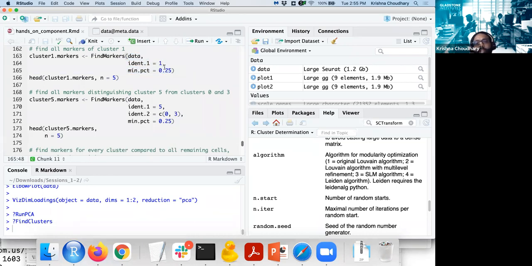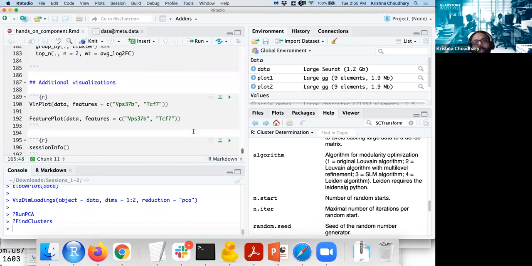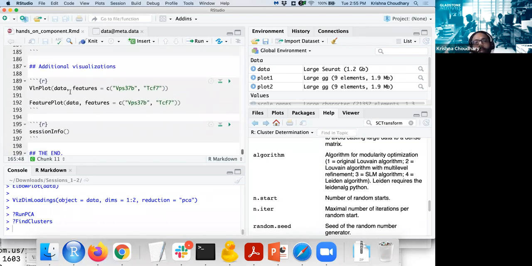And here you can specify which two sets of cells you want to compare. And here I have given some examples, but there will be more discussion on this tomorrow. Also examples of other plots that you can generate.